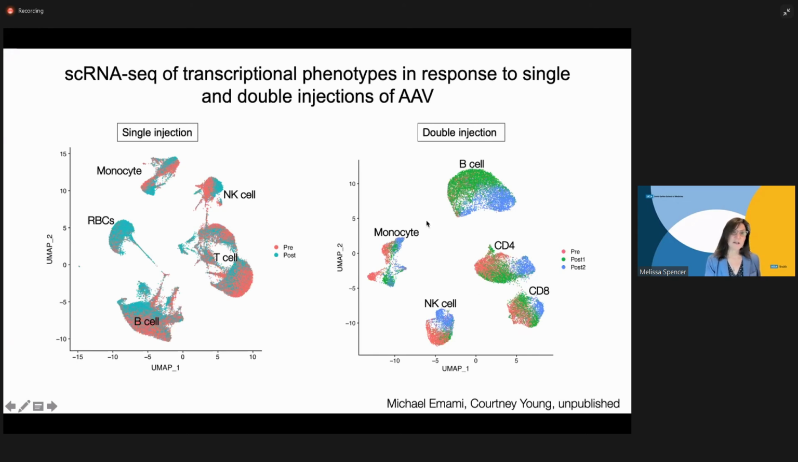So if you're just looking here, for example, at CD4 T cells, you can see that they start here and they go all the way to, actually they go here and then back to these green cells. So we're looking at the cells involved in rejection, which is what happens after a double injection, and looking at the transcriptomes of those cells to understand what are the mediators.